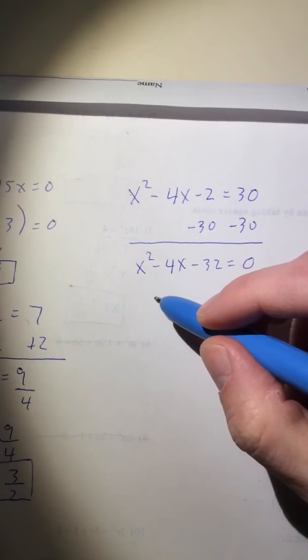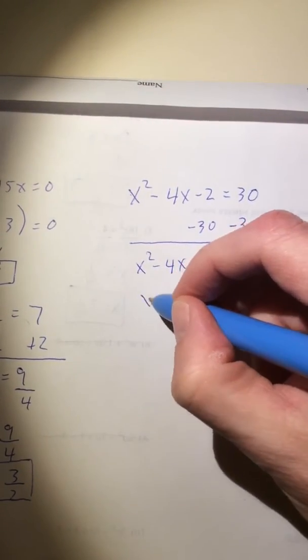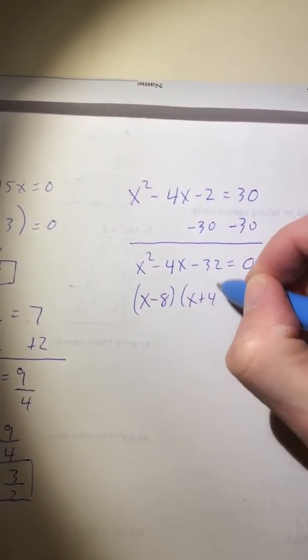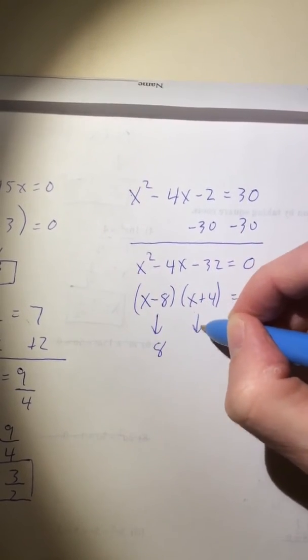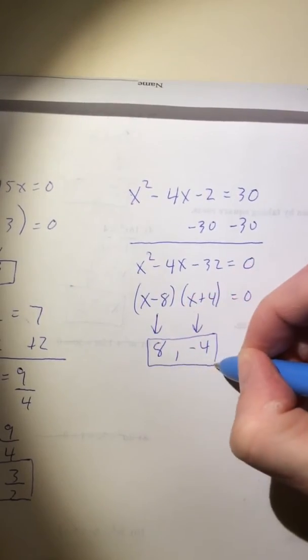And then we have what two numbers multiply to make negative 32, add to make negative 4. And that's obviously x minus 8 and x plus 4. And we have 8, and we have negative 4. Easy stuff. You've done this lots of times. This should be a review for all of you.